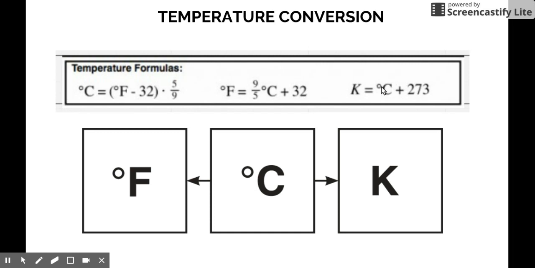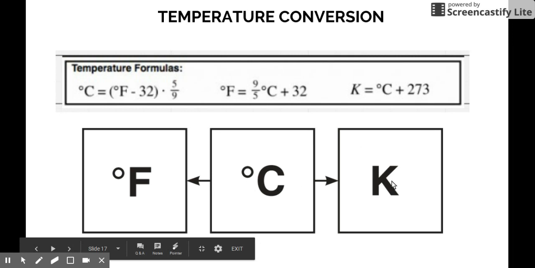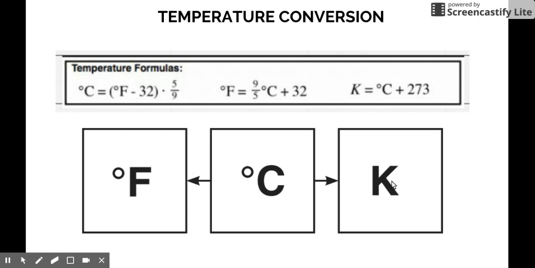Again, this is important because when we deal with gas laws, including the ideal gas law, the temperature unit has to be in Kelvin in all gas law equations. So if you're given Fahrenheit, you need to convert it to Celsius first before you can convert it to Kelvin. And there are other instances in which a problem will ask you to express the final temperature answer in units other than Kelvin. It may be Celsius or Fahrenheit.